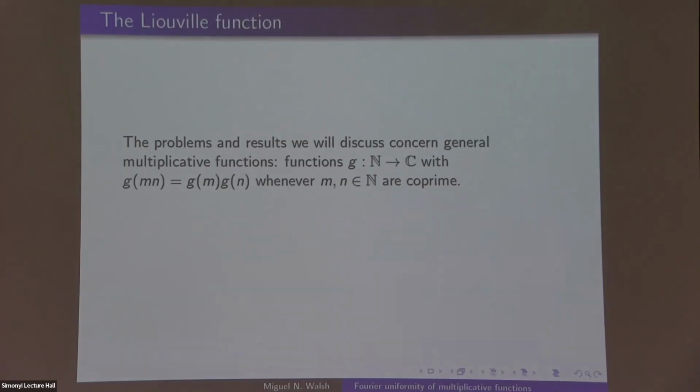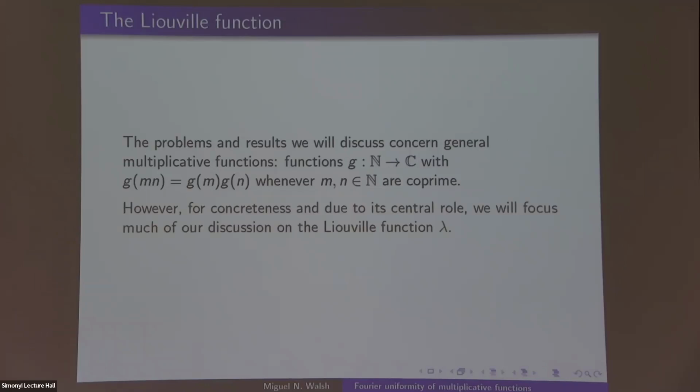So let us begin. As I said, this will concern general multiplicative functions, so let's quickly recall the definition. These are functions from the natural numbers to the complex numbers, such that their value at m times n is equal to their value at m times their value at n whenever m and n are coprime. And although the things I will discuss will concern general multiplicative functions, both for concreteness and due to its central role in the story, we will focus much of our discussion on the case of the Liouville function.